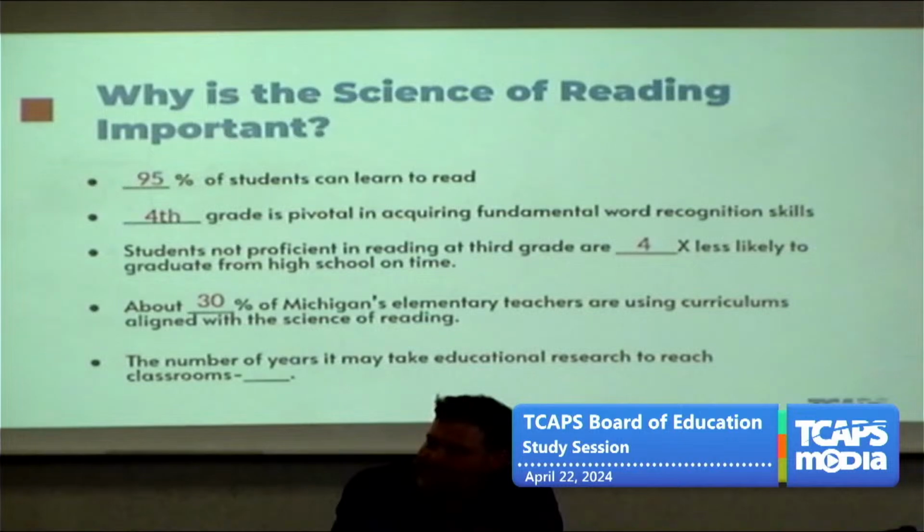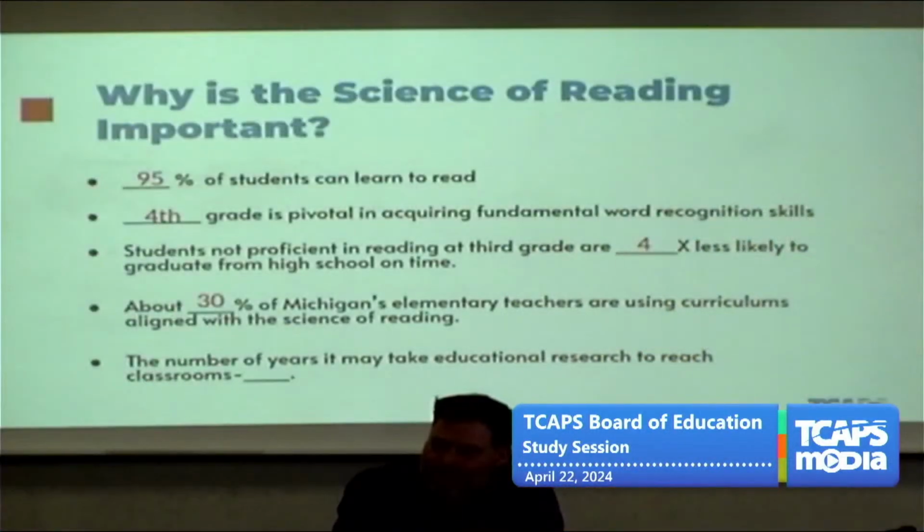The number of years it may take educational research to reach classrooms. 10? I was thinking high, but lower. That was 17. Whoa, 17 years, so we can't wait that long. You'd have a kid graduate from high school by then. Terrible.